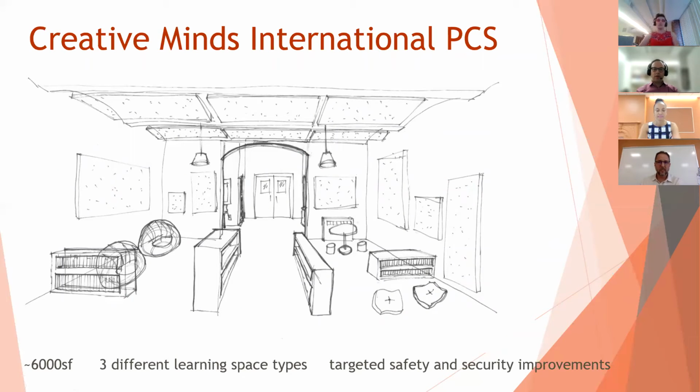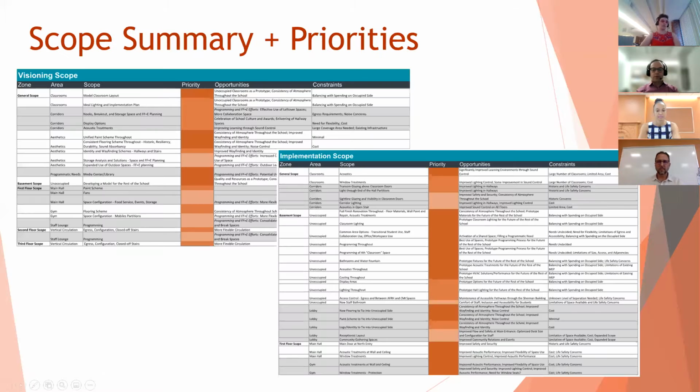We're going to be using the Creative Minds International Renovation Project as the core project during our panel discussion. This renovation included a 6,000 square foot renovation in a historic federal building in Washington, D.C. The program was to develop classrooms, resource rooms, and a central learning commons that spanned the entirety of the building's ground floor, as well as pursuing targeted safety and security improvements throughout the building. Along with these tangible goals, we also worked to define a design vision for the future of the school.